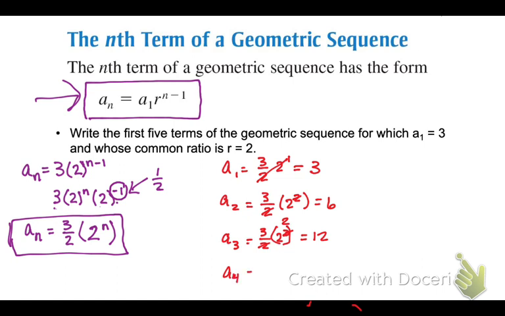Now a sub 4. See if we can do this better. 3/2 times 2 to the 4th. How many 2's reduce? 1. So that changed to a 3. Okay, so 2 cubed is 8. 8 times 3 is 24. You're just multiplying everything by 2. Yep.